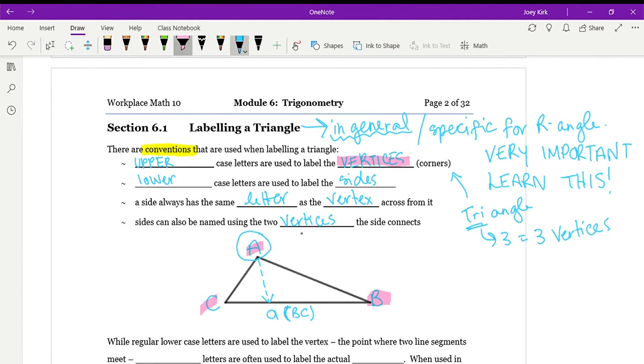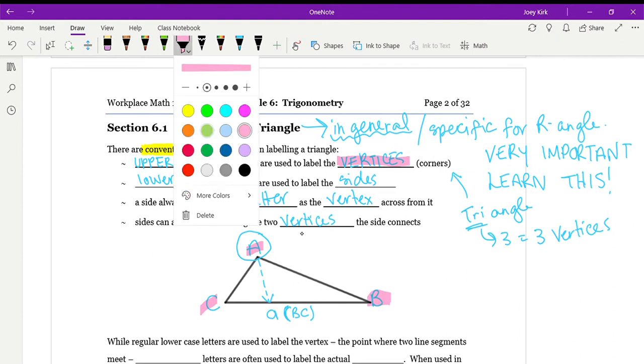All right, and let's just change the color here. Sorry. Hey, come here. Let's do green because I like green.